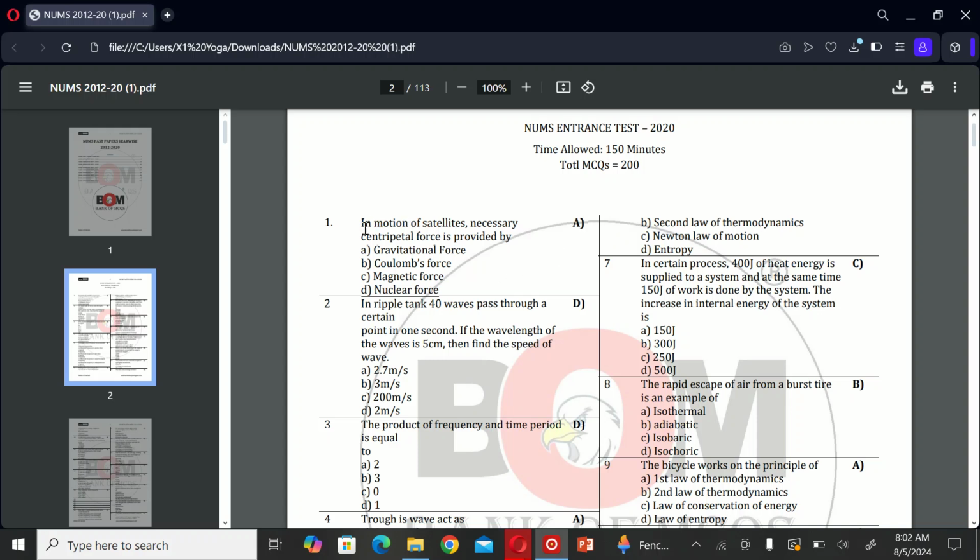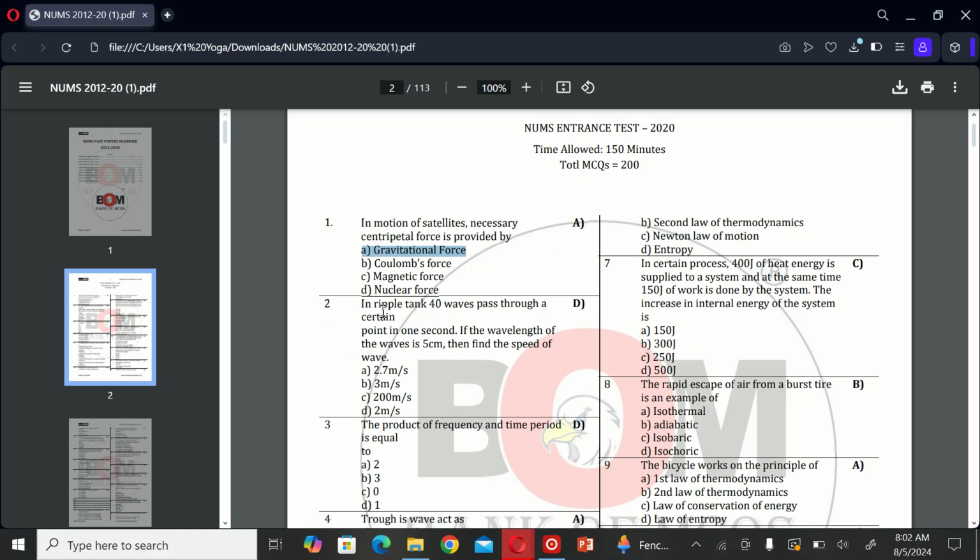The first MCQ is: in the motion of a satellite, the necessary centripetal force is provided by A. Gravitational force, B. Coulomb force, C. Magnetic force and D. Nuclear force. So the correct option is A.